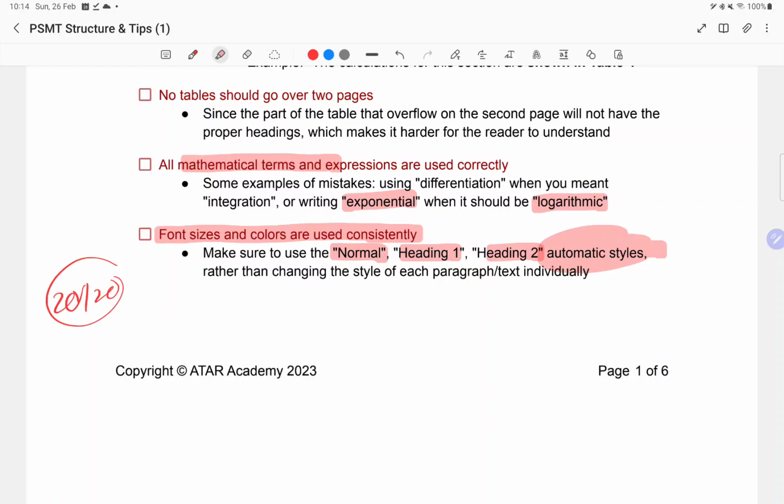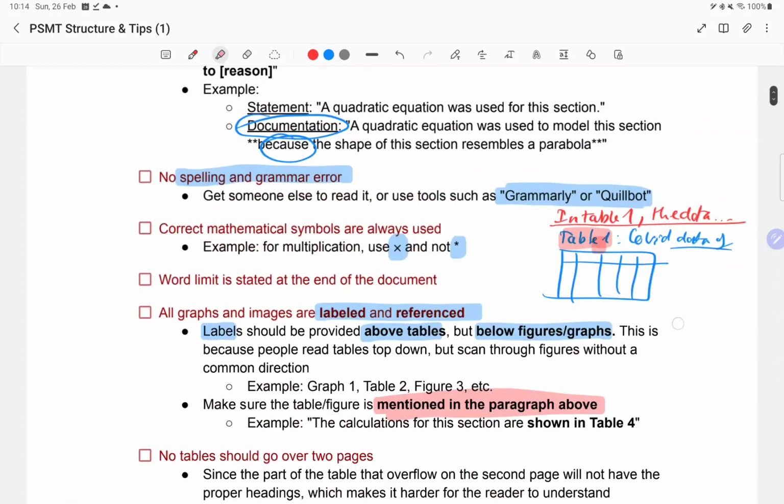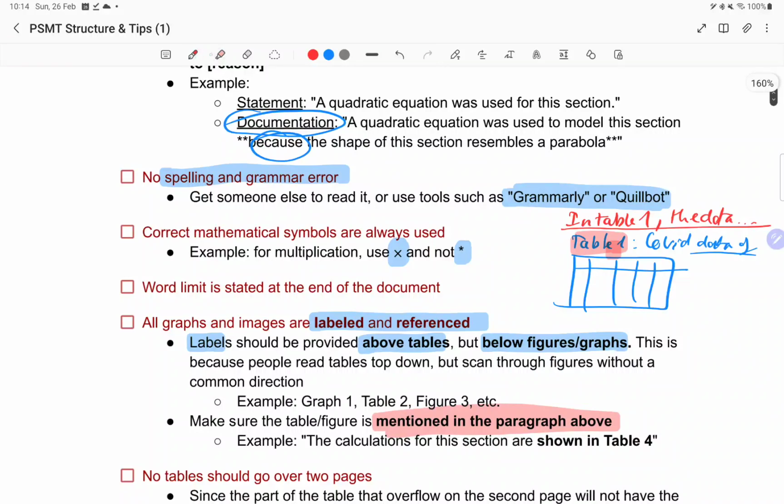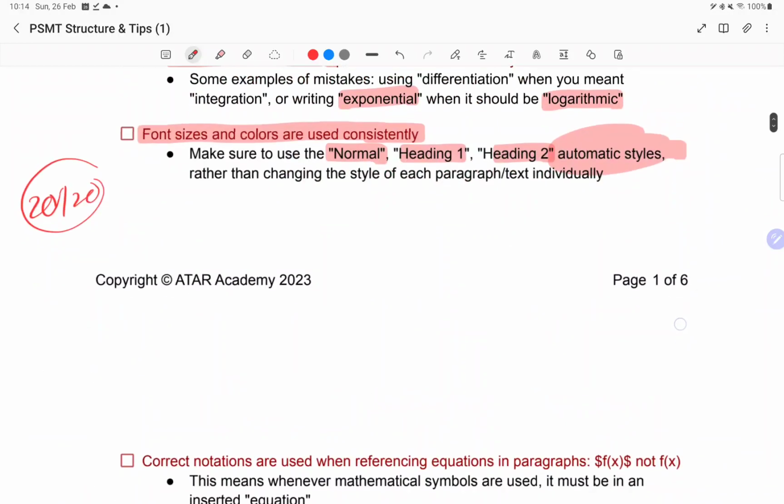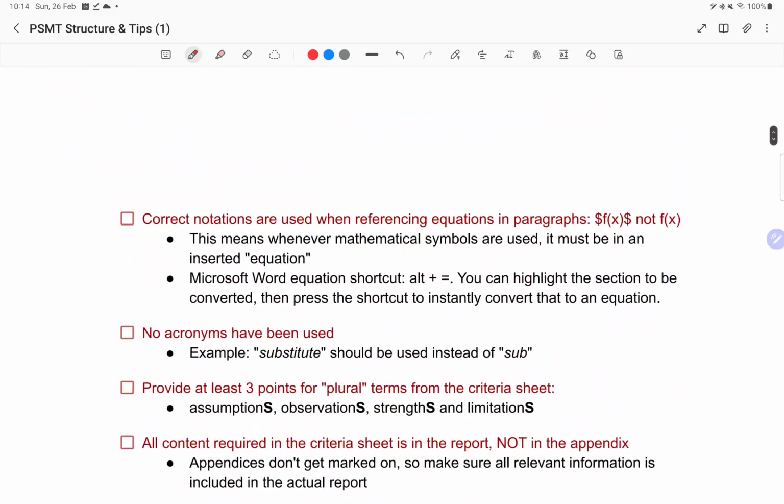Heading style. Yeah, you may underline the table. So for example, like the one I showed earlier, this table 1 thing, you may change this style to underline, but I think that's about it. Okay. Correct notations are used when referencing equations.